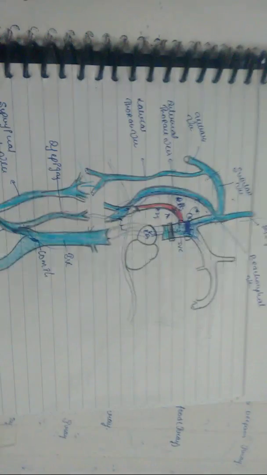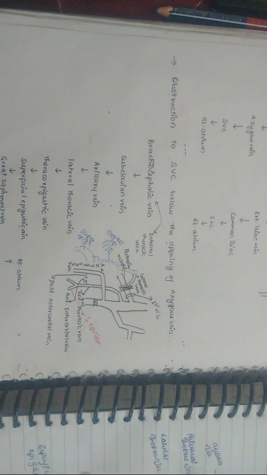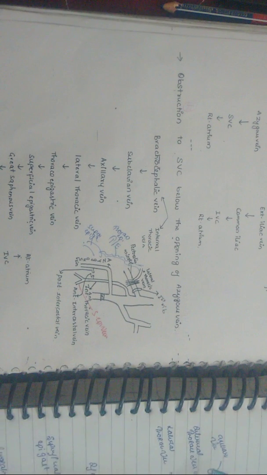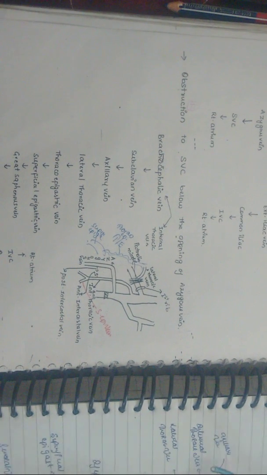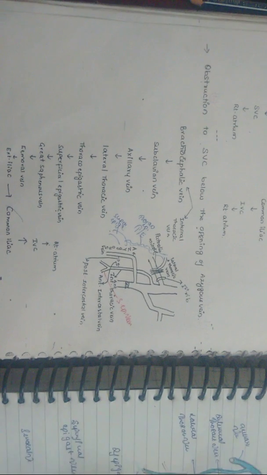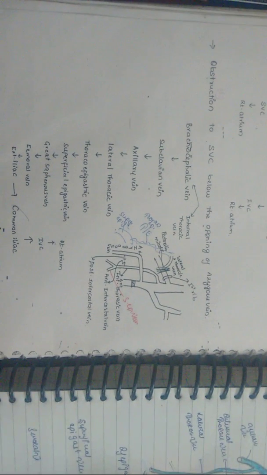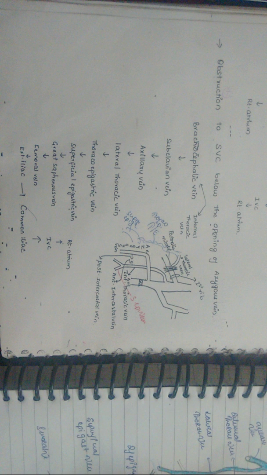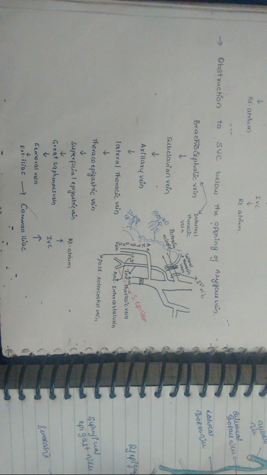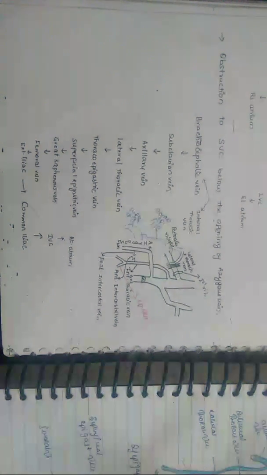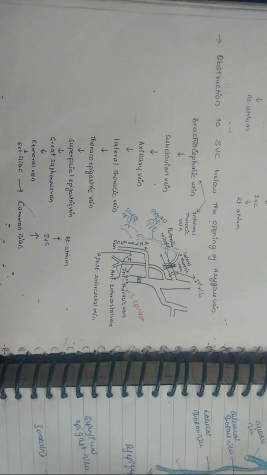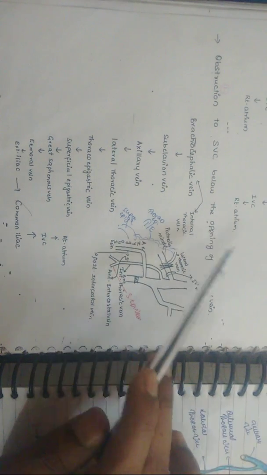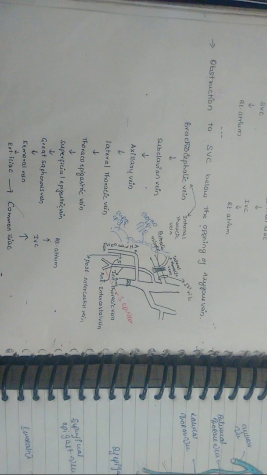Let us see if there is a block below the azygos vein. So let me read first. The obstruction to superior vena cava below the opening of azygos vein. It goes into the brachiocephalic vein, subclavian vein, axillary vein, lateral thoracic vein, thoracoepigastric vein, superficial epigastric vein, femoral vein, iliac vein, common iliac vein, inferior vena cava, then the right atrium. Or it can go into the internal thoracic vein.